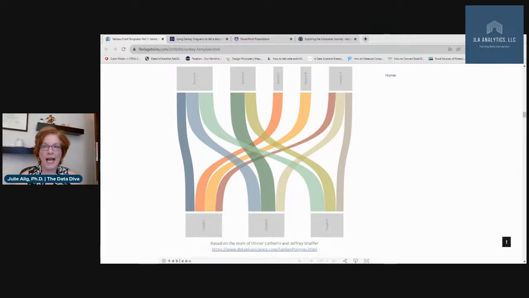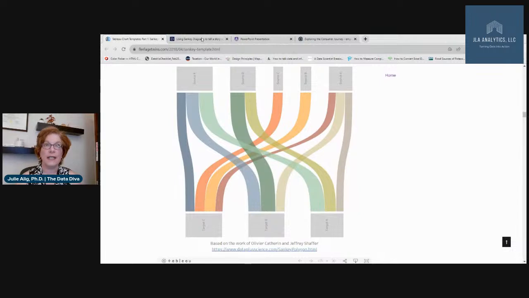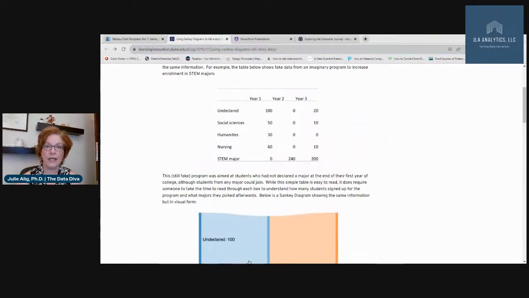So when I was in higher ed, which most of you know, I spent a couple of decades on the administration side of higher ed, we used Sankey diagrams to look at what was going on with our students. And let me show you this one.